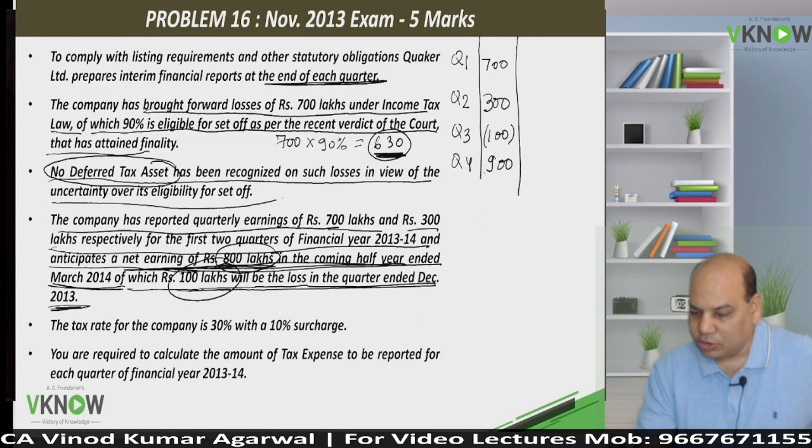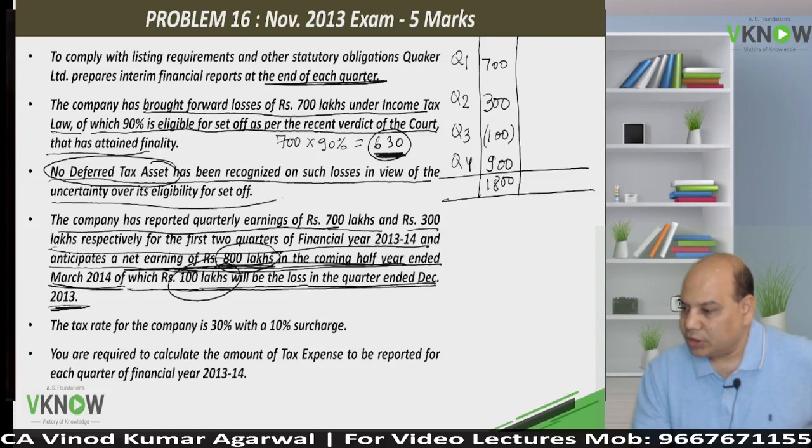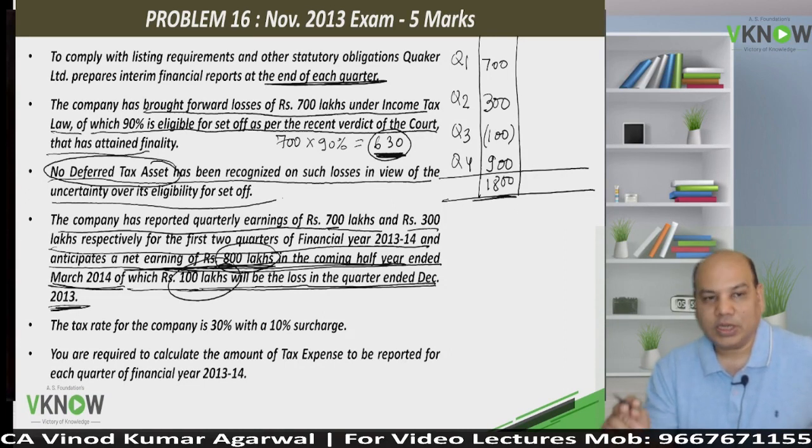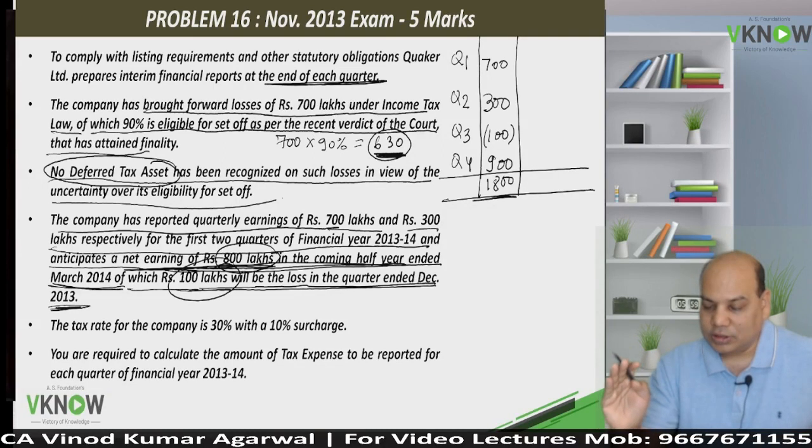So this will be my total quarter wise income. 700 plus 300 minus 100 plus 900. How much is that? So that comes to 1800. Your total income would be 1800 of the entire year. The estimated total income will be 1800, assuming that the estimates will not change. The tax rate for the company is 30% and a 10% surcharge.